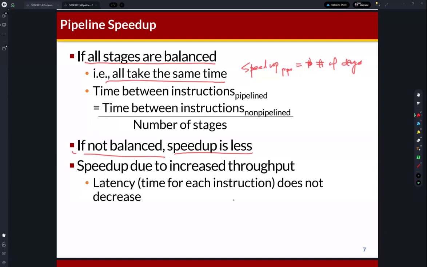And then how can we benefit from this speed up? You can understand that actually we can improve the throughput, right? Not latency.